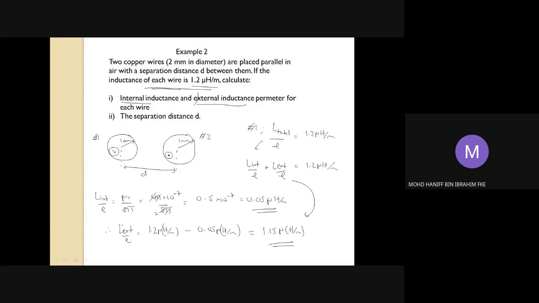So that should be the answer for number 1: the internal inductance, based on the equation we have seen before, is 0.05 microhenry per meter, whereas the external inductance per meter, a subtraction between the total inductance and the internal inductance, is simply 1.15 microhenry per meter. That is a very straightforward technique to answer question number 1, in which the information from example number 1 is used in example number 2.